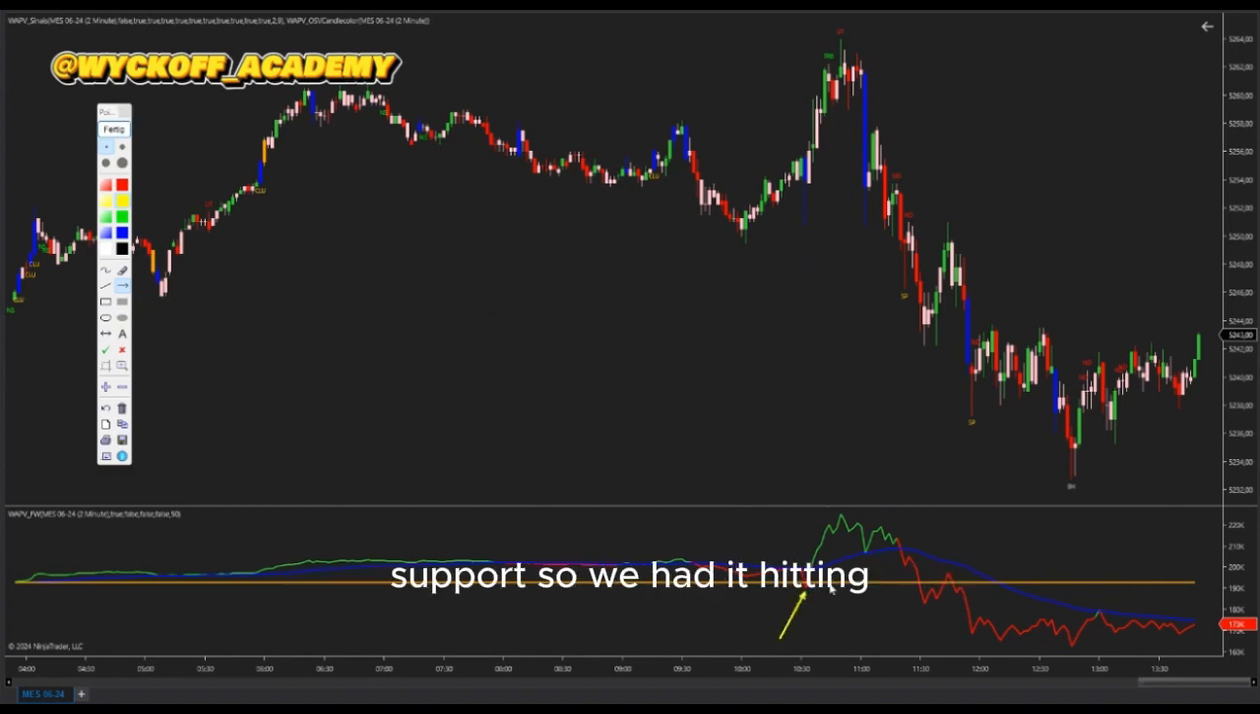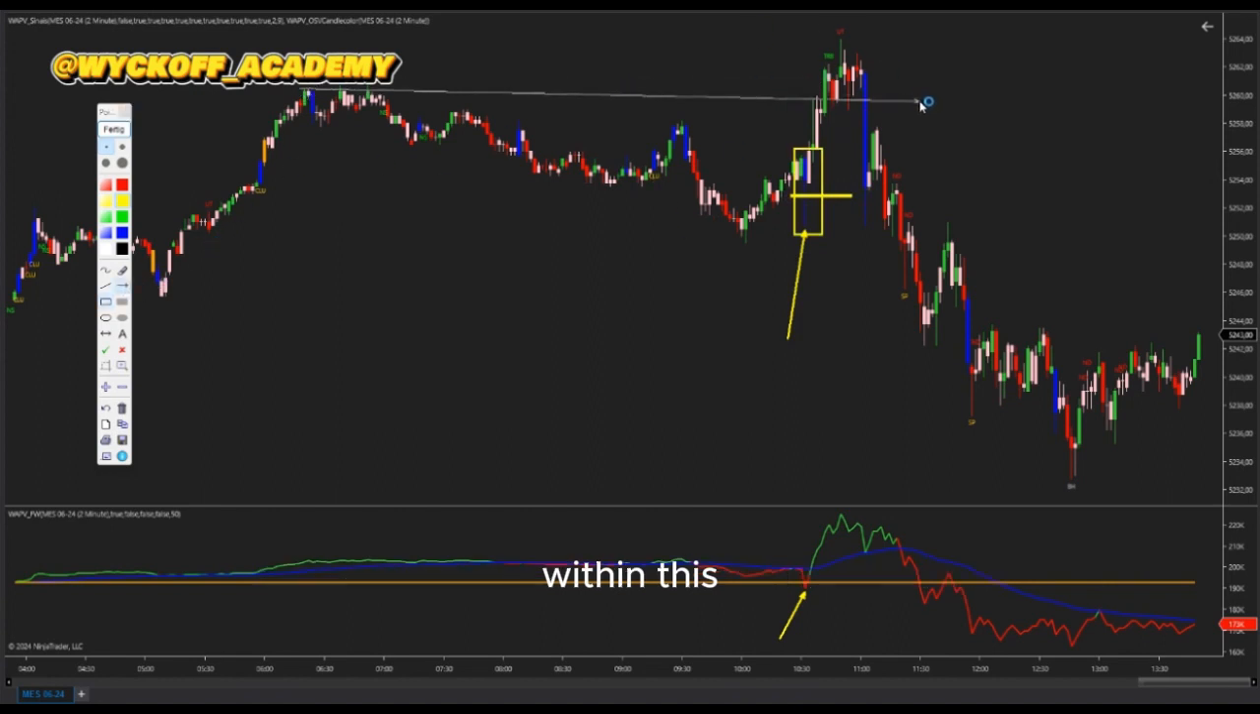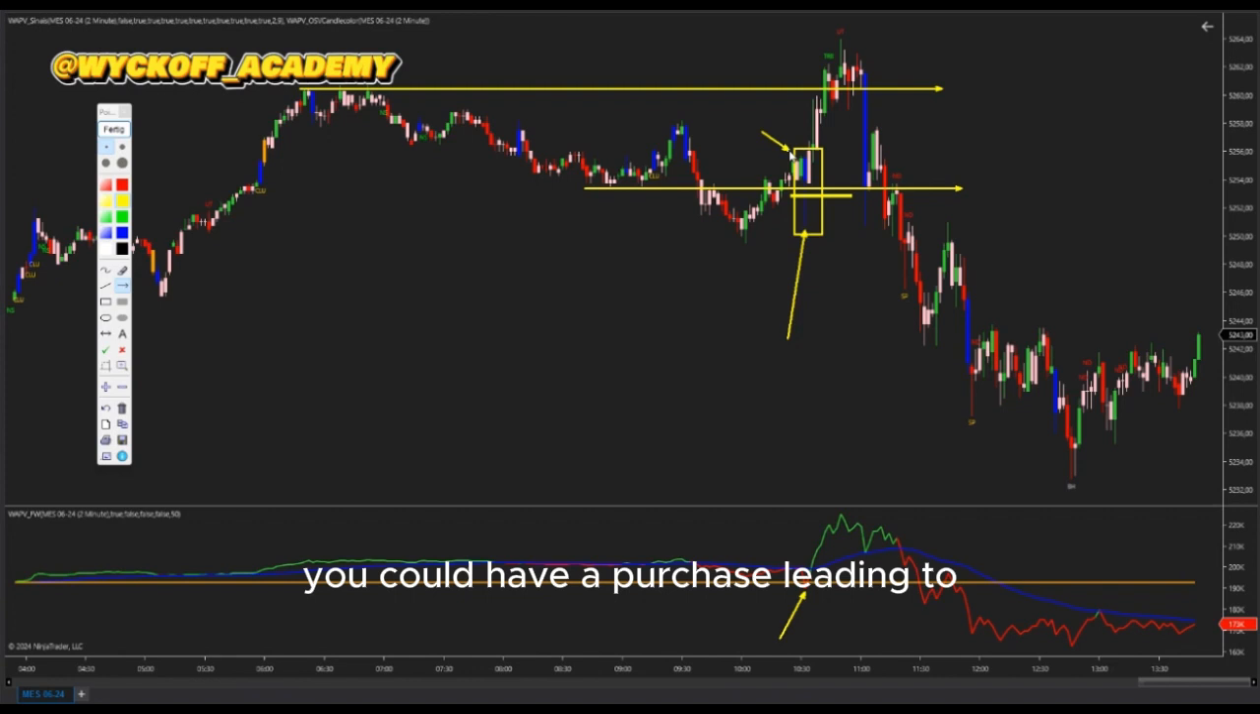So we had it hitting this region, and we had ultra volume, with this large spread bar that was rejected, closing above 50% and right here within this region. Within this region here, you could have a purchase leading to this top, because we still didn't know where we were going. We didn't know yet.